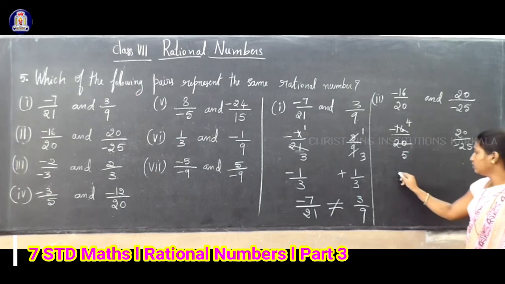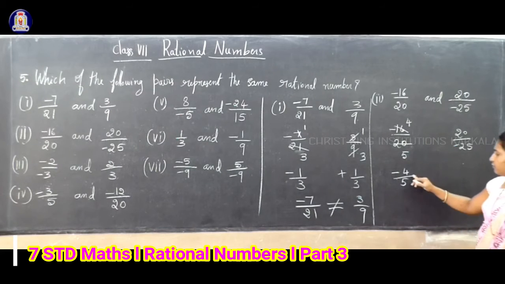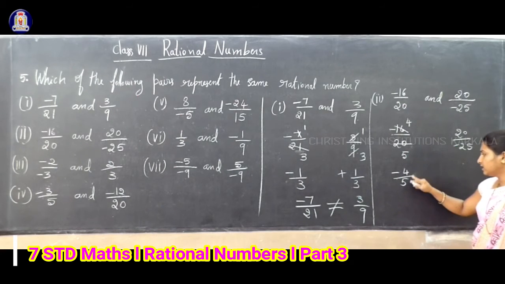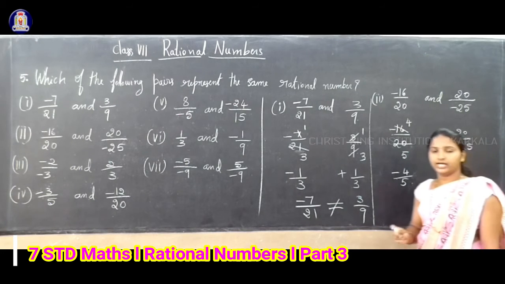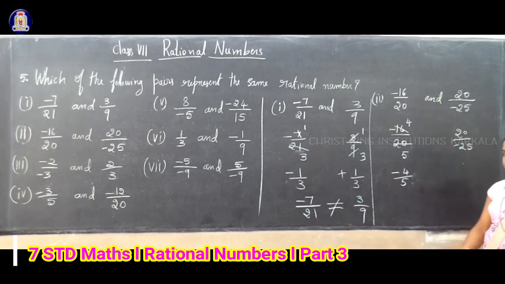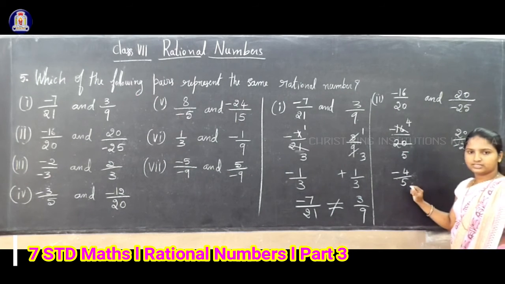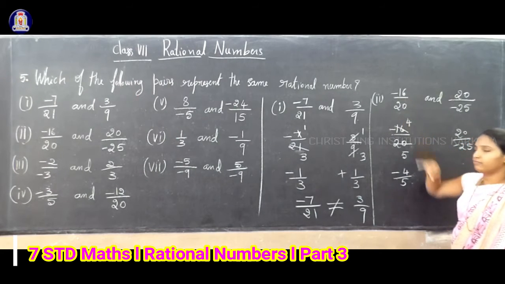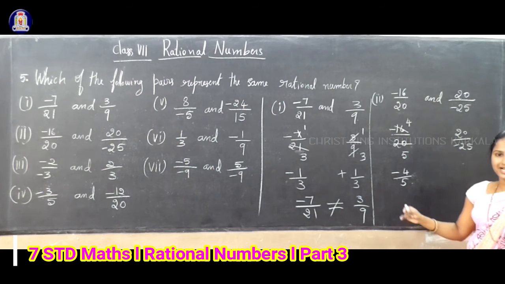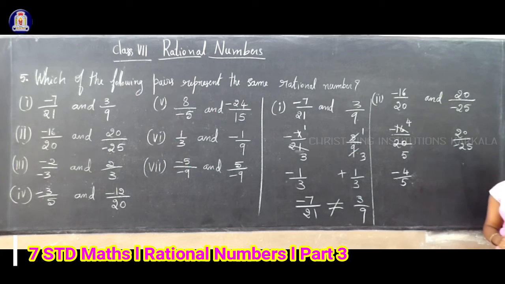So we can write minus 4 by 5. Minus 4 by 5 is remaining. If possible you can divide again in the next step. But are 4 and 5 divisible by the same number, by any table? No. So this is the last answer. This is the simplest form of 16 by 20, or we can say the standard form or lowest form. So the answer is minus 4 by 5.